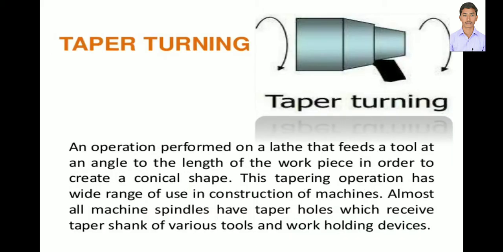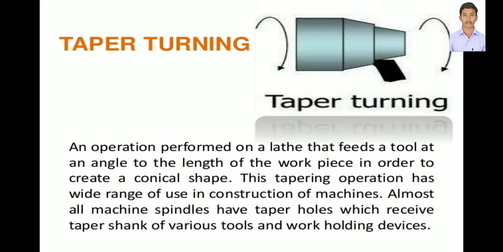And what is taper turning? An operation performed on a lathe machine that feeds a tool at an angle to the length of the workpiece in order to create a conical shape. So a conical shape is produced on the workpiece. It is the taper turning operation. This taper operation has a wide range of use in the construction of machines. Almost all machine spindles have taper holes which receive the taper shanks of various tools and work holding devices.